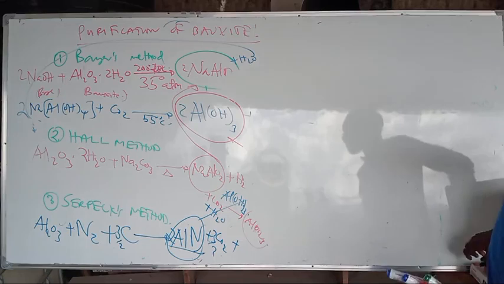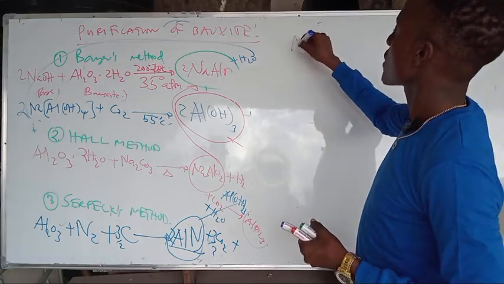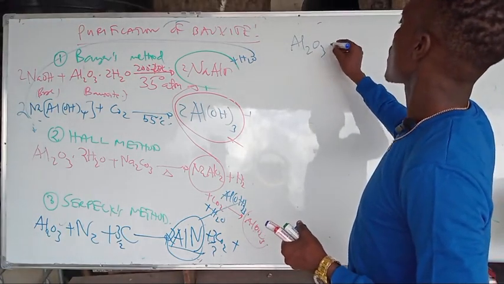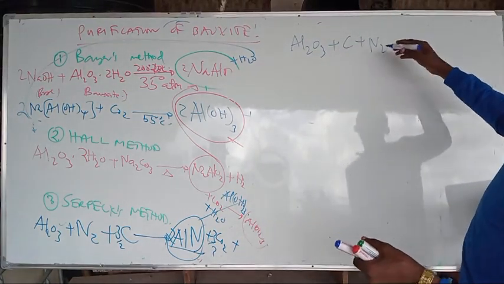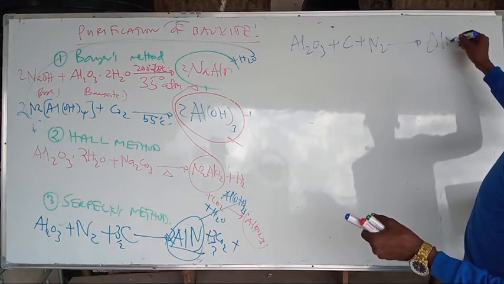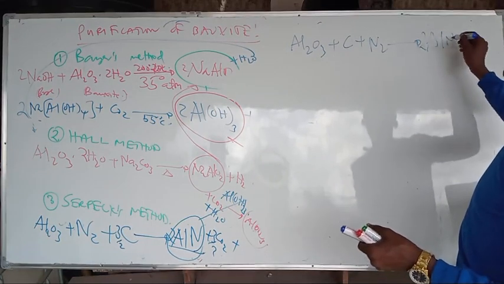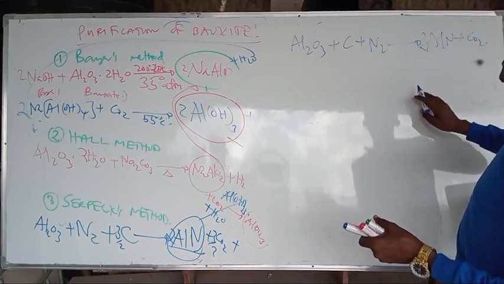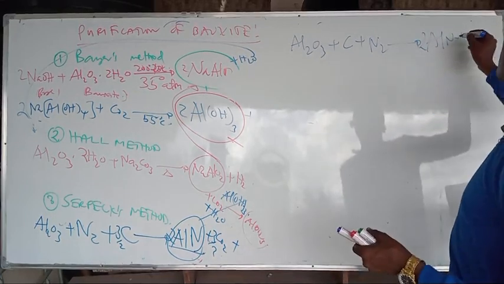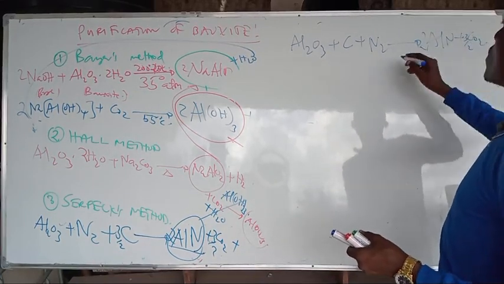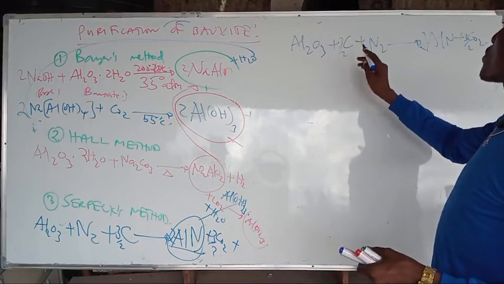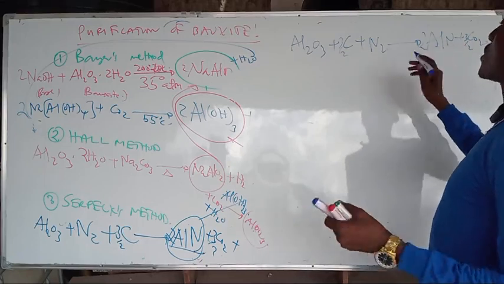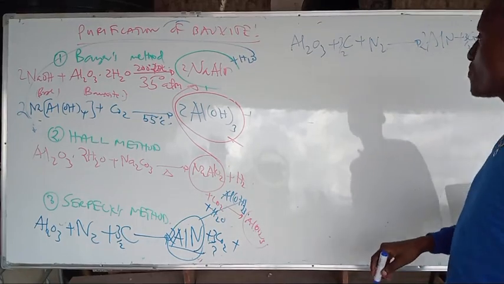In the SAPEX method, you just take the bauxite, the aluminium oxide, you burn it with the carbon and the nitrogen gas, and it goes to form the aluminium nitride. That's the major product, with the carbon dioxide. So what happens is carbon, this is 3/2 so as to balance this, and this is 2, this is 3/2 also, while this is nitrogen, so it's balanced.